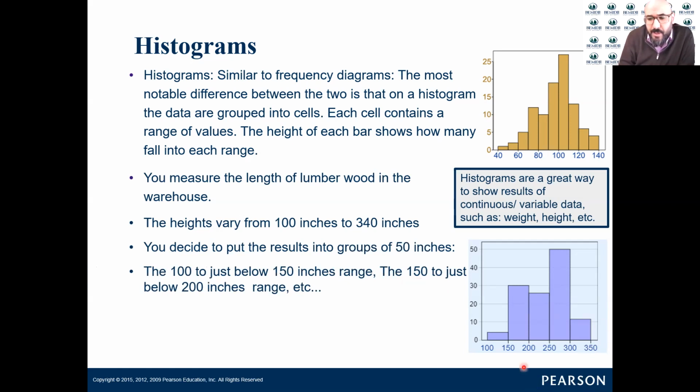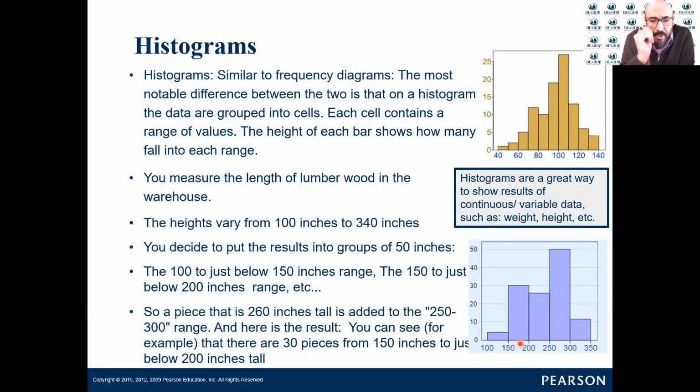So some people would say, okay, what if I have a 150 length? That would be a perfect question, but usually we have it from 100 to 149.9, for example. So if it's 150, it will go to the next category, and so on. So if we measure a piece that has 260 inches, that fits into the fourth category between 250 and 300. So that would be the place to put that.